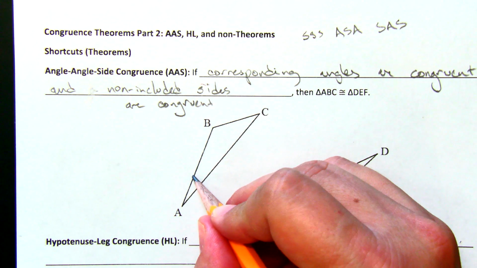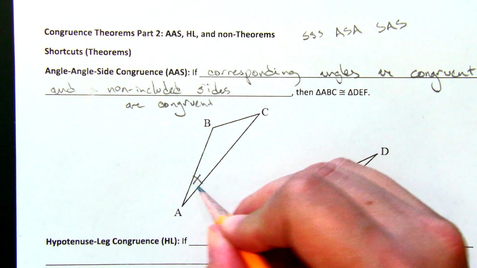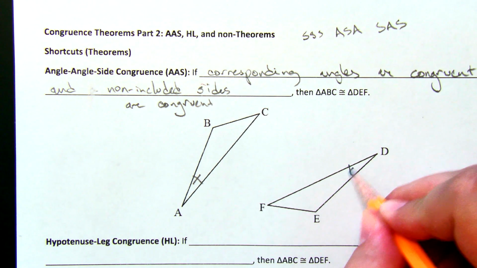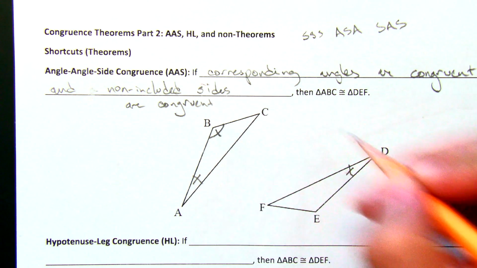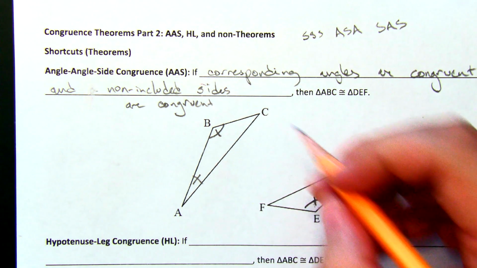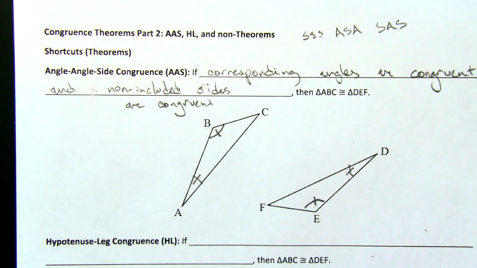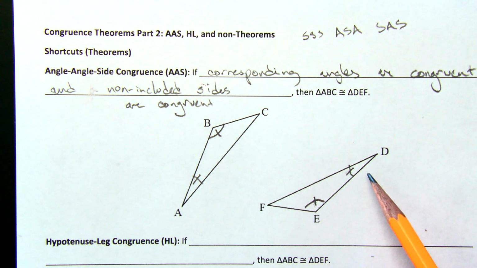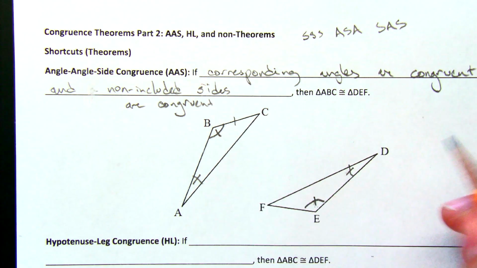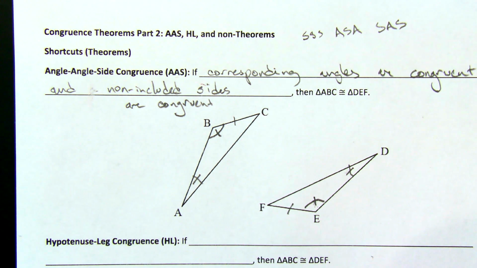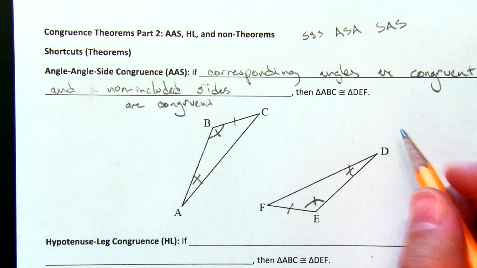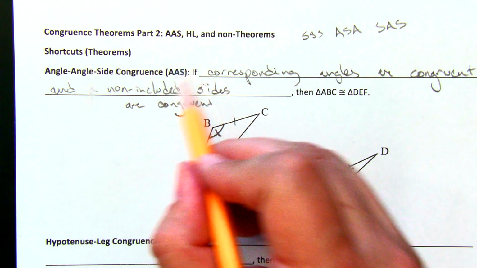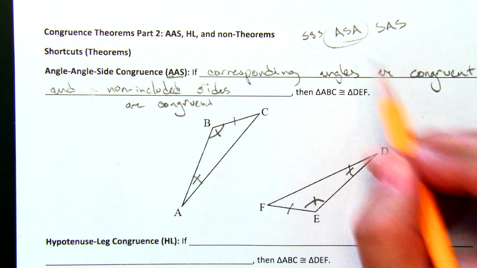Here, suppose we have this. Angle A is congruent to angle D. Angle B is congruent to angle E. And now we've got another side, one of the sides that's not included. The included side here would be AB, here it would be ED. Suppose we know that BC is congruent to EF. Turns out we can still say that the two triangles are congruent, but this time by AAS, not ASA.